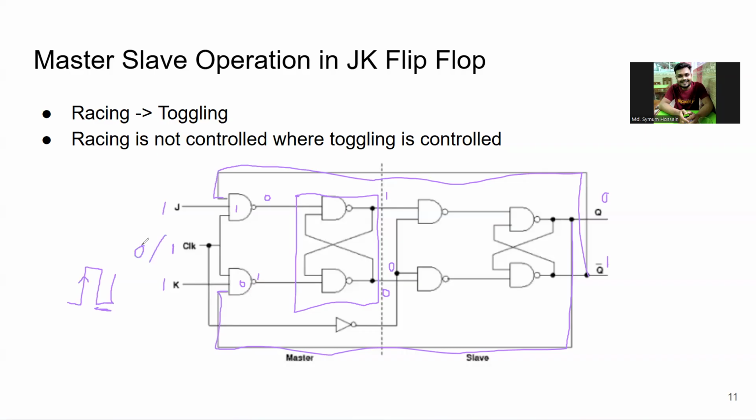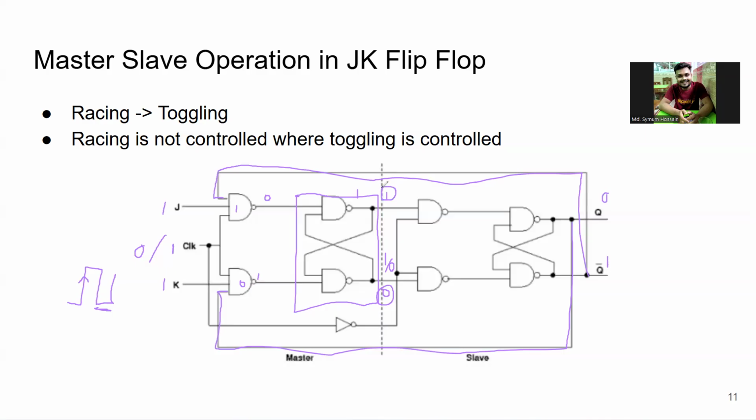So master will not be in operation and slave will be in operation. So master will remain as it was the last time. The last time, the value for master was 1 and 0.